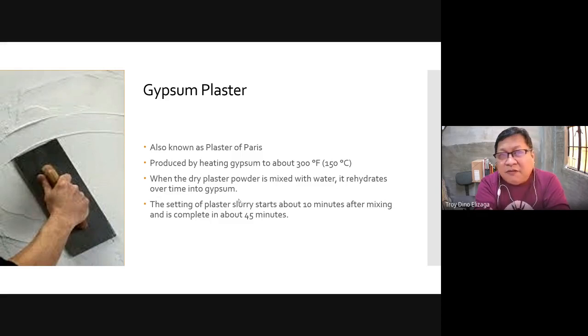I'm sure some of you have encountered using plaster of Paris in some projects. So it looks like this. In the picture, it's just white, and then you use a screed, that's the tool that he's using to flatten the surface to make it smooth.